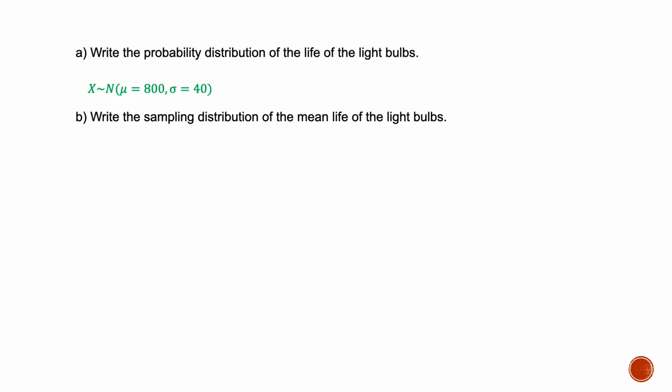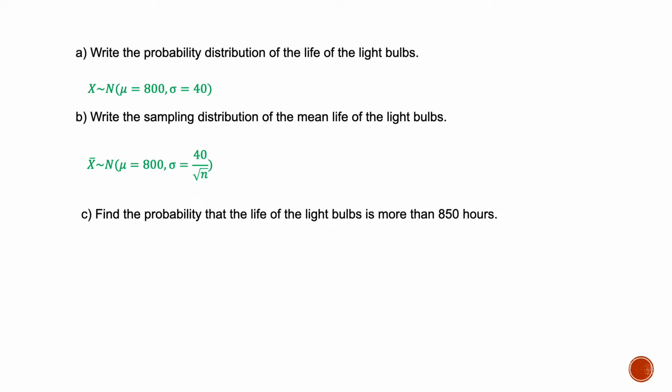Question B, write the sampling distribution of the mean life of the light bulb. So here we are going to use the notation x bar, because they ask you to write the sampling distribution of the mean life of the light bulb. So x bar has normal distribution with mu equals 800, but remember the value of standard deviation should be divided by the square root of n.